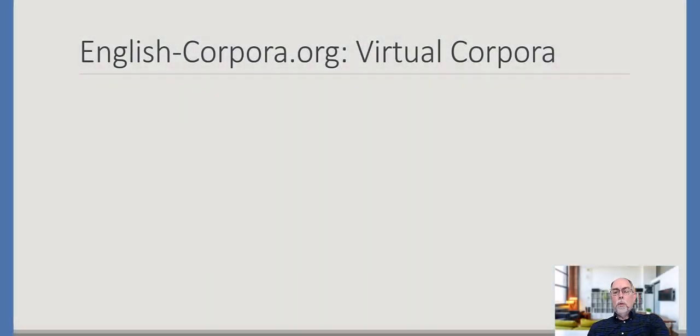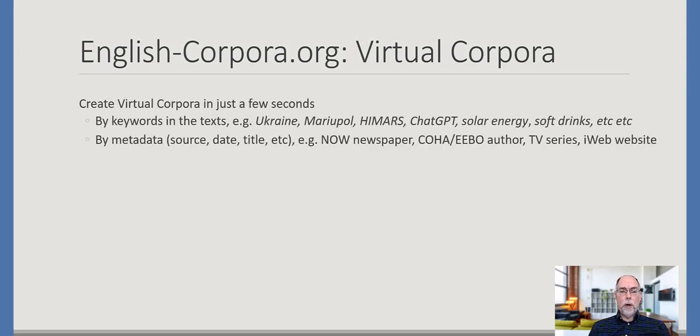In this video, we've talked about creating virtual corpora at EnglishCorpora.org. As we've seen, we can create virtual corpora in just a few seconds, either by keywords in the text. In this particular video, we've given examples dealing with Ukraine. We could use keywords such as Mariupol, HIMARS, but we can do it on virtually any topic, any keywords: ChatGPT, solar energy, soft drinks, anything at all.